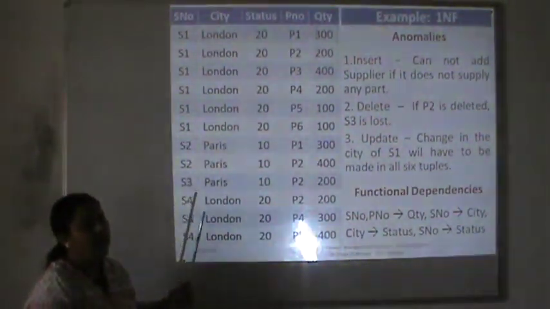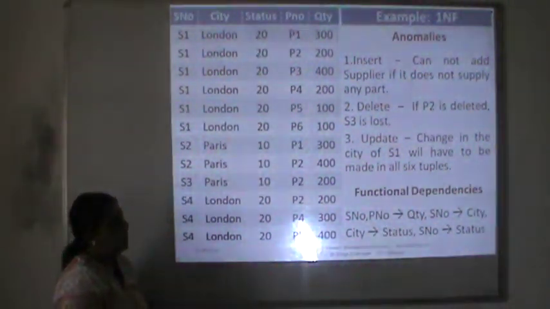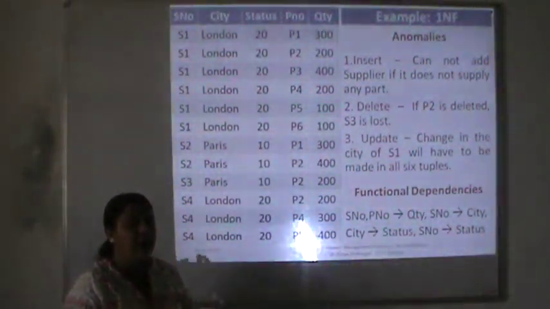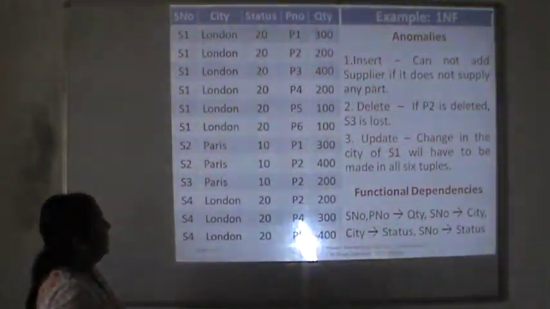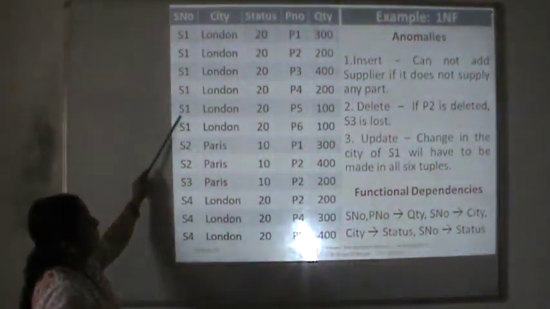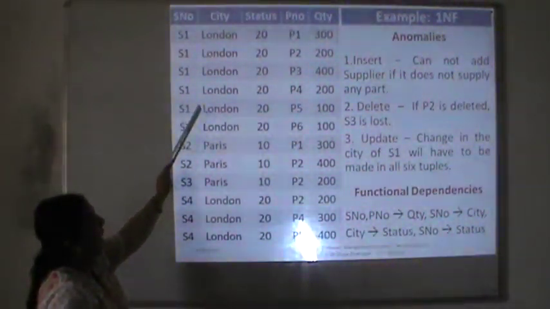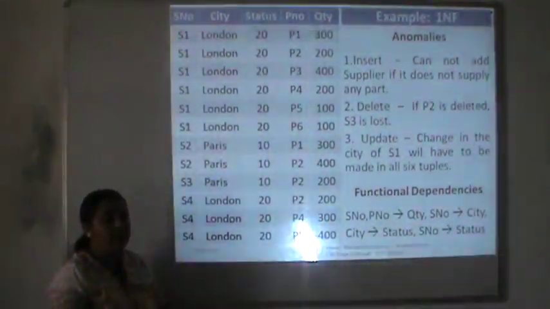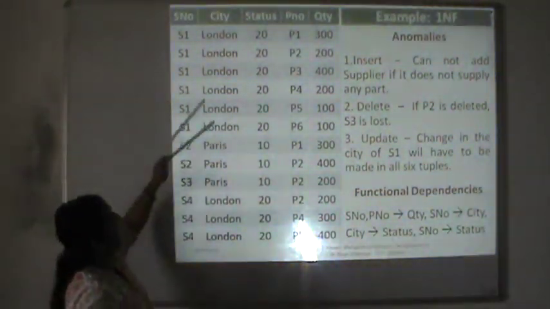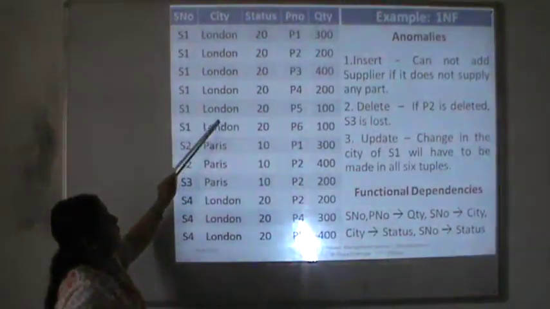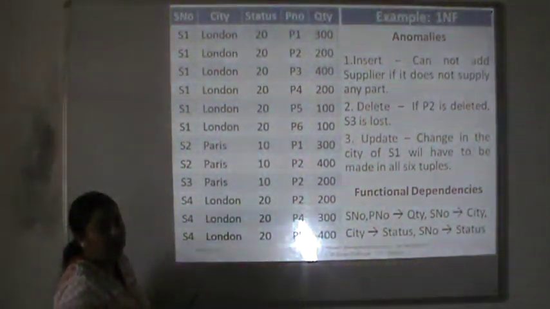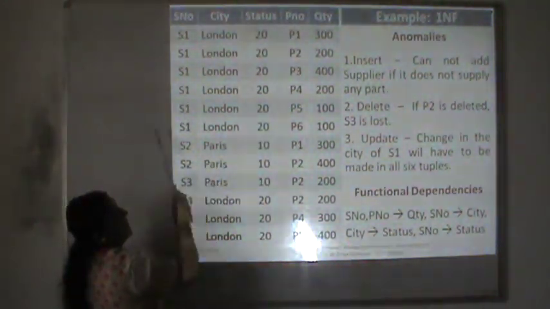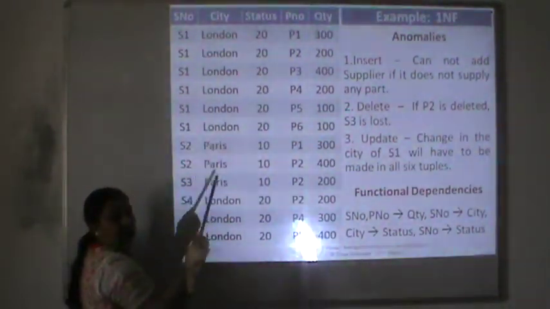So we are checking for each and every anomaly whether this is satisfied or not. Coming to the update anomaly. Now, is there some problem that exists when we update the data? Let us check. Now, if we change the city of S1, suppose we'll have to make changes in a number of tuples. If supplier S1 has shifted from London to Rome, I will have to change all these values in all these tuples, because the information that S1 resides in London exists in 1, 2, 3, 4, 5, 6, these 6 tuples. So at 6 places, I will have to make changes.